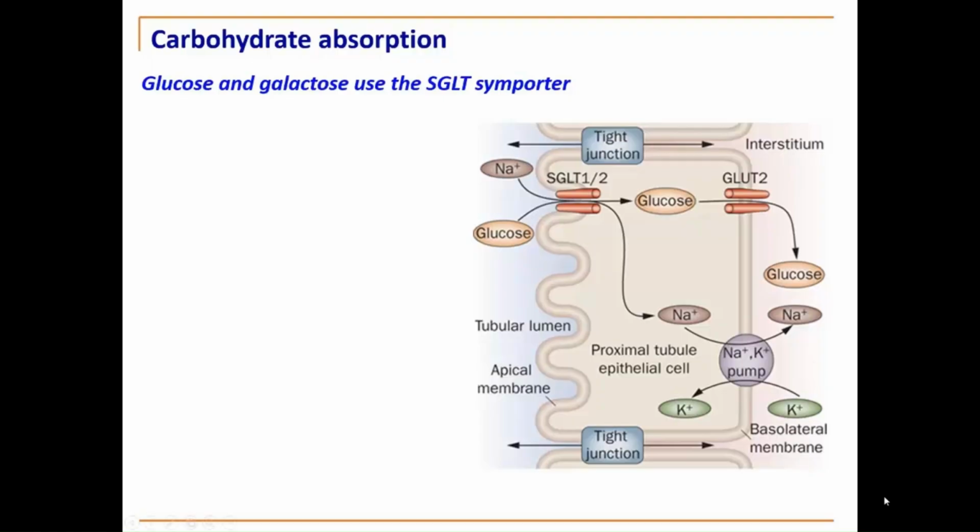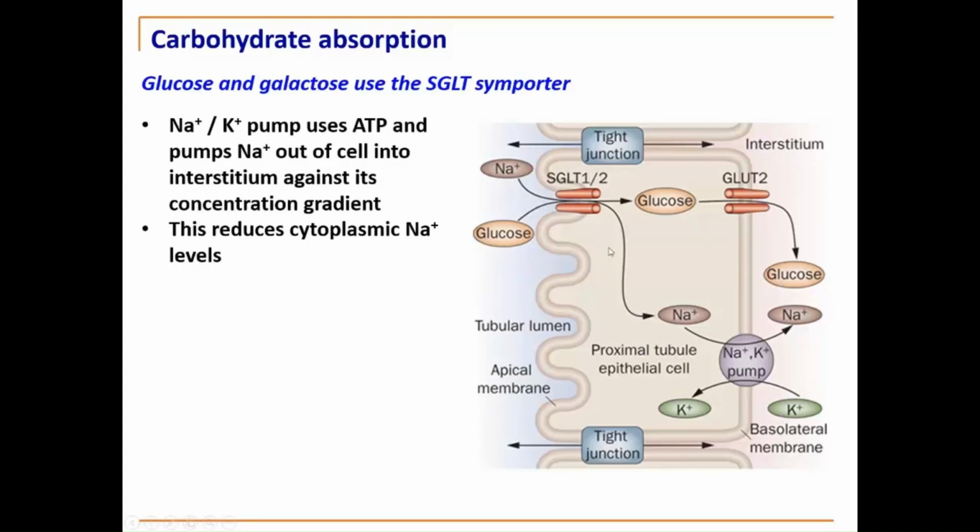So what we have at the basolateral membrane, so that's linking up with the interstitium, in contact with the interstitial fluid, you have a sodium-potassium pump. And the sodium is pumped out of the cell, and the potassium is pumped into the cell. And what this means is we have a low concentration of sodium within these epithelial cells. So then if we go to the tubular lumen, so this is our GI tract, sodium then diffuses through the SGLT symporter down its concentration gradient into the cell, and by the same token drags glucose in with it.